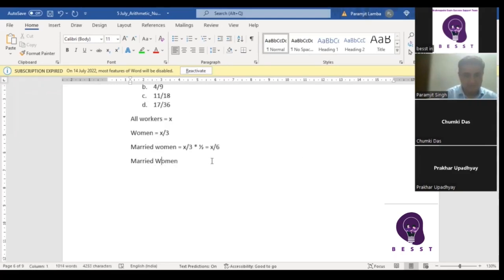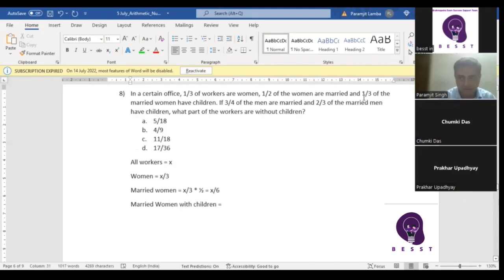Now the next part is 1/3 of the married women have children. Married women with children, how many? 1/3 of the married women have children. So married women is x by 6. X by 6 into 1/3. What is the answer to this? X by 18. So this is on the women's side.